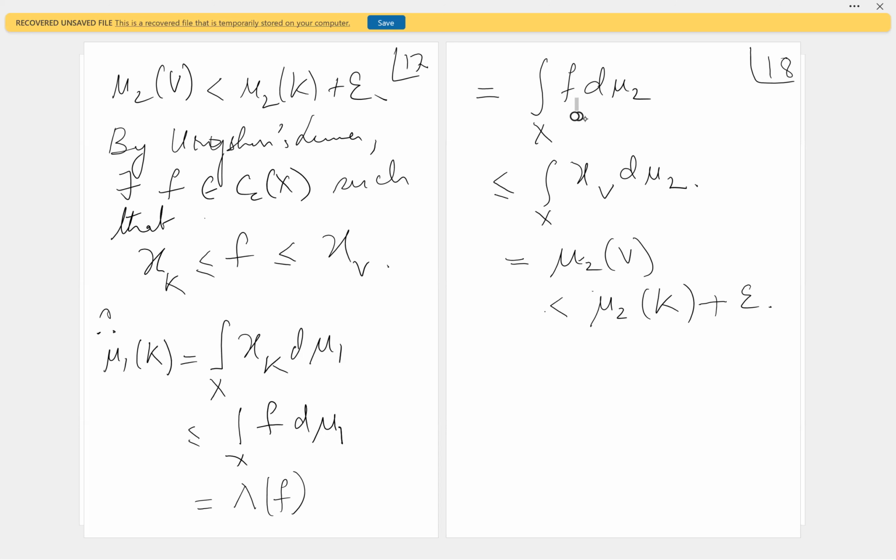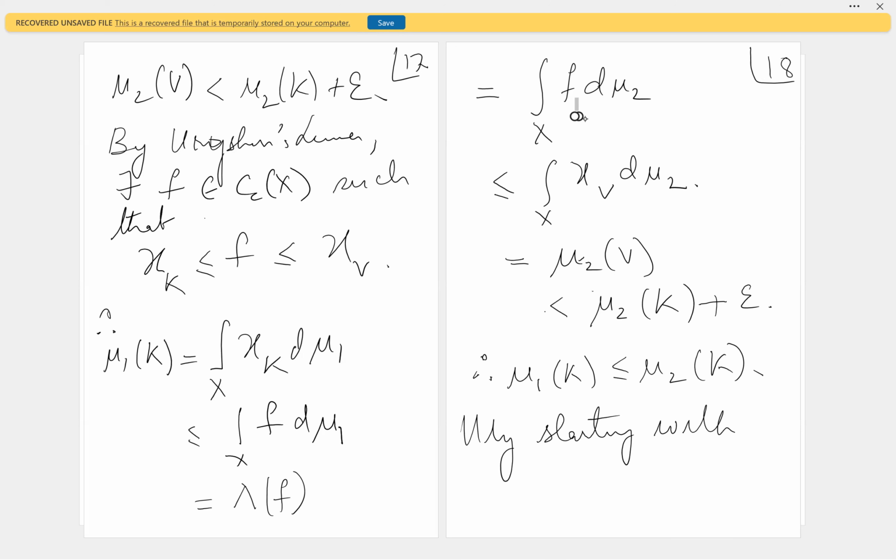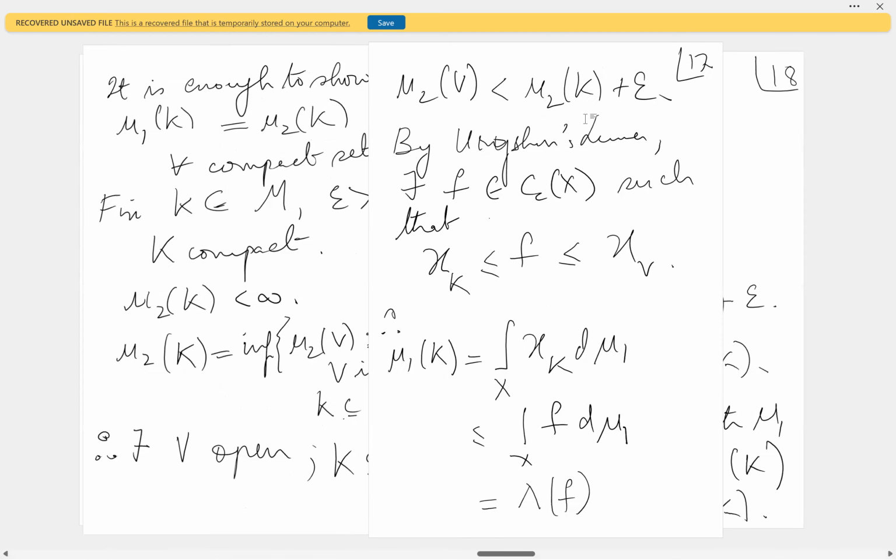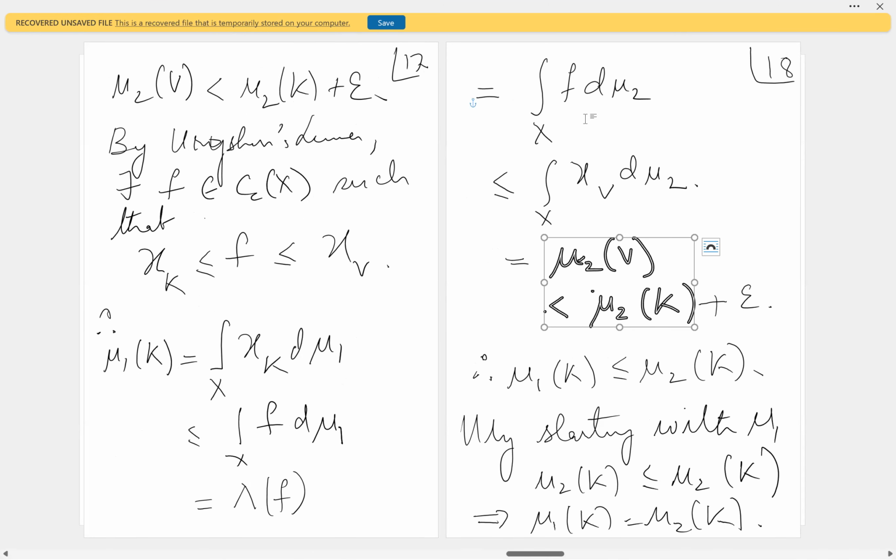So what do we have? Epsilon was arbitrary, of course. Similarly, starting with mu1, you can show the reverse, just interchanging the roles of mu1 and mu2. And this will give you the result. Okay, I will stop here. I will revisit this because I think I've been a bit quick proving this. Let's stop here now.